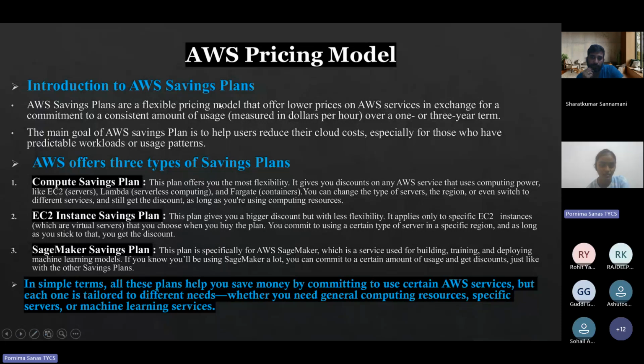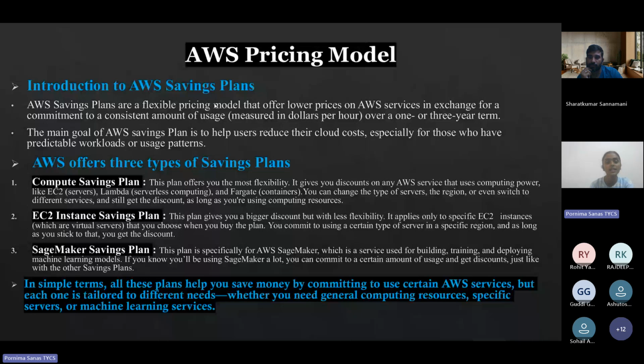But here is one difference from Reserved Instances: it applies to all regions. That means we can change the region locations, and we can access any location. But in Reserved Instances, we cannot access any location. We have to define a particular location, and after defining the location, we cannot change it.